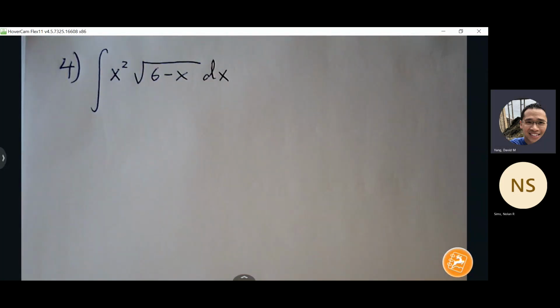Okay, number 4, x squared times the square root of 6 minus x. Yeah, it's at the top of the shelf there. You can grab some paper.